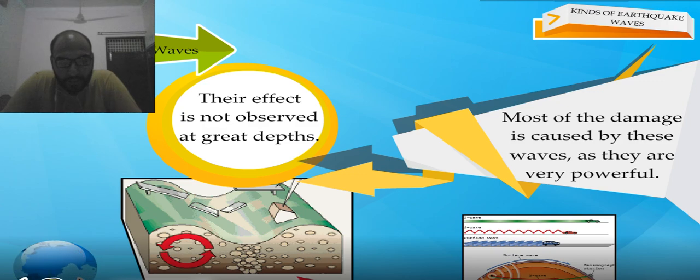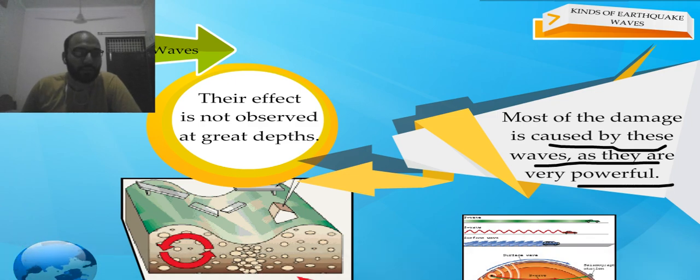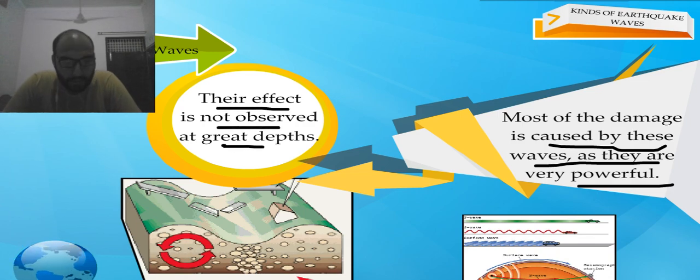Surface wave is the last which reaches the surface of the earth, and most of the damage is caused by these waves, and they are very powerful. Destruction सबसे ज़्यादा surface wave करती है. This effect is not observed at great depth, but overall it is the most powerful, and it causes huge destruction in the nearby areas and at the point where the earthquake has come.